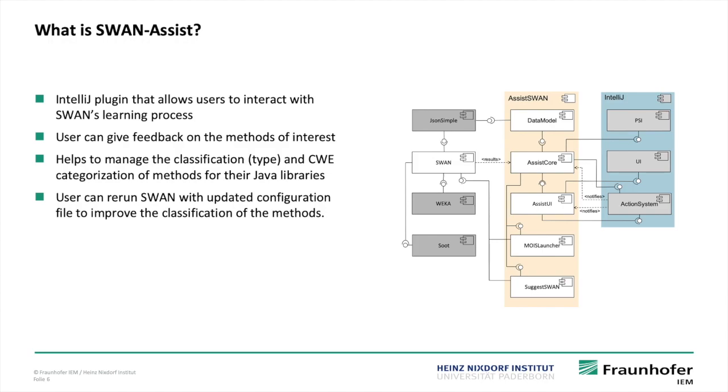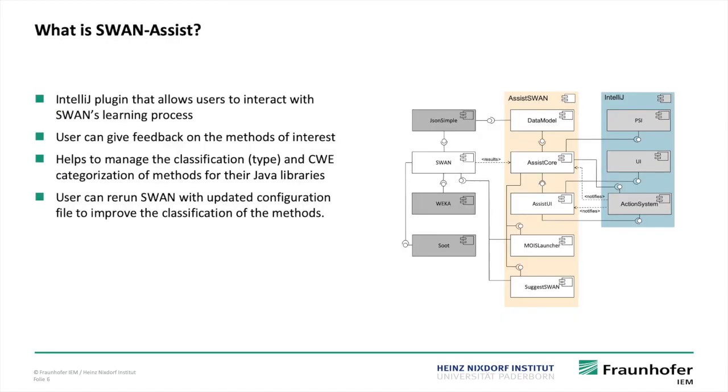SWAN Assist is an IntelliJ plugin that allows users to interact with SWAN's learning process by giving feedback on the methods of interest. The plugin helps users to manage the classification and CWE categorization of methods. The user can also rerun SWAN with the changes they have made, which helps to improve the classification of the methods. SWAN Assist has 2 target groups.